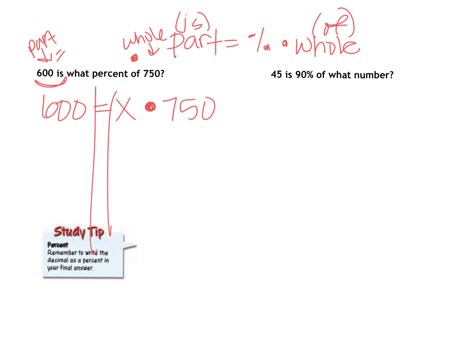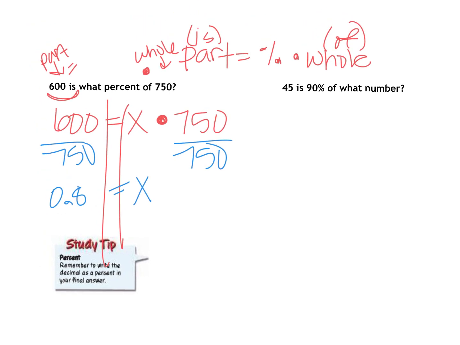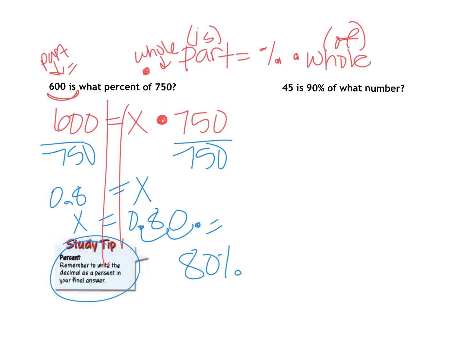So we can do a two-step or a one-step equation. I want to get my variable alone, so I'm going to divide both sides by 750. So I do 600 divided by 750, and I get 0.8. The only thing left that we have to do, where it says down here to remind us, remember to write the decimal as a percent in your final answer. So I'm going to flip this around, equals 0.8, and then remember we go 2 to the right to make it a percent. Pop a 0 in there, so we get 80%.